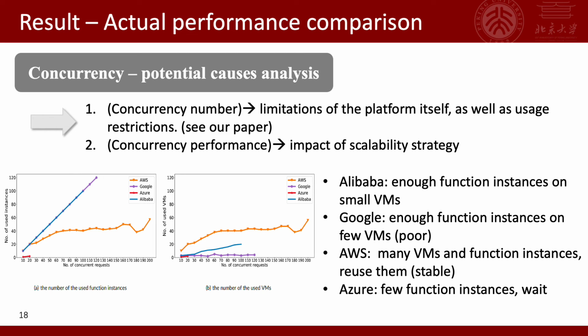On AWS Lambda, some requests will be executed on some function instances, and other requests will wait for available instances. If there are no available function instances, it will refuse to handle the remaining requests. On Azure Functions, concurrent requests can be processed by only a small number of function instances at the same time, and the rest will wait. The specific analysis process can be found in our paper.